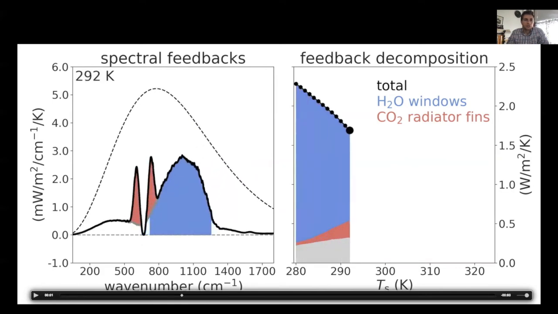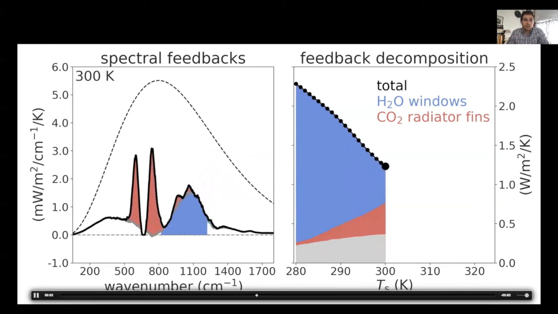So you can see that there's a transition happening in the character of this spectral feedback. At lower surface temperatures and lower CO2 concentrations, the feedback is dominated by the H2O window. And you can see that in the spectral integral, it's mainly blue.